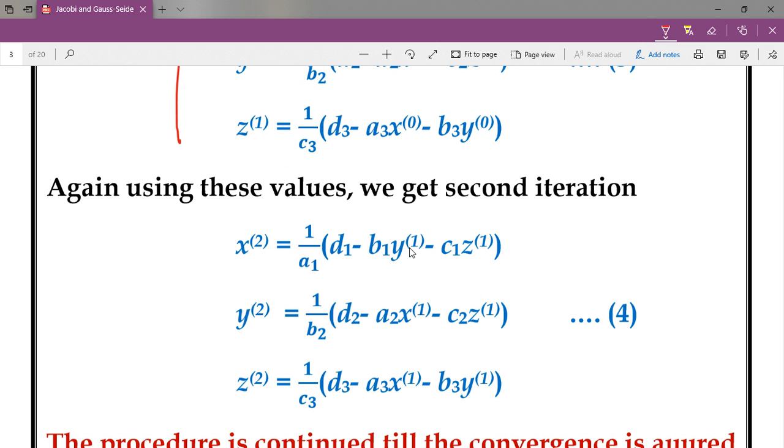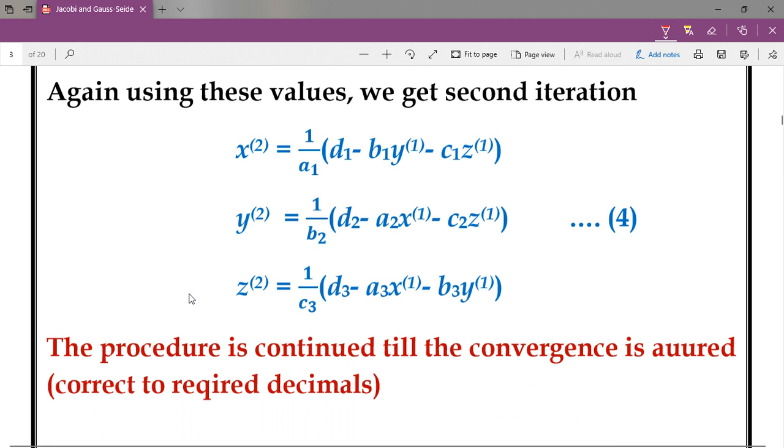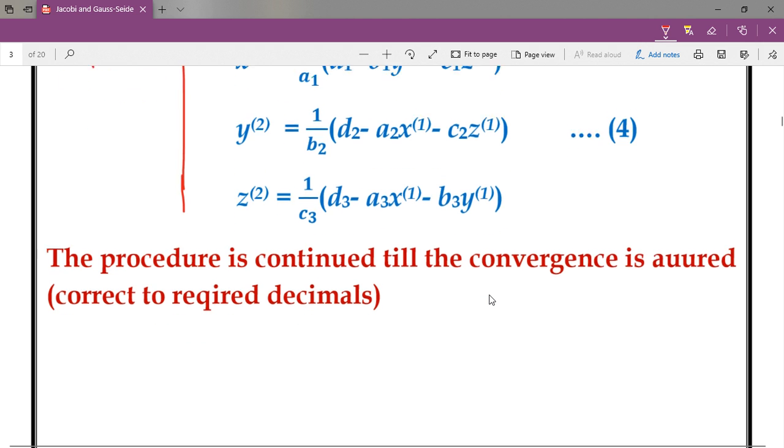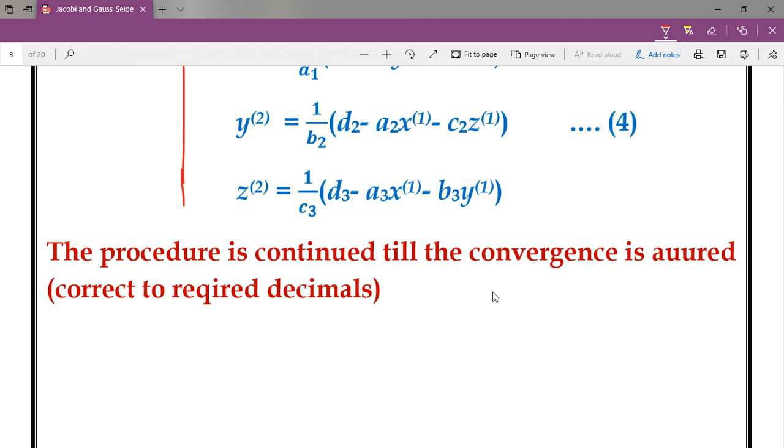So x2 is using y1, z1, y2 is using x1, z1, z2 is using x1, y1. This is the second iteration. So if you find all these x2, y2, z2, then this is for the second iteration. So this procedure is to be continued till the convergence is assured, correct to the required decimals.